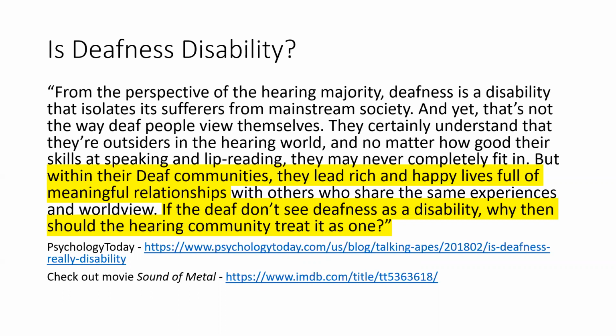From the deaf community's perspective, deaf people can live a full and meaningful life, especially if they live in a deaf community with other deaf people. That's one of the cool things you'll see in the movie if you watch it: you get a chance to see a deaf community. So the question, from Psychology Today, is: if the deaf don't see deafness as a disability, why then should the hearing community treat it as one? Well, we can argue about that.